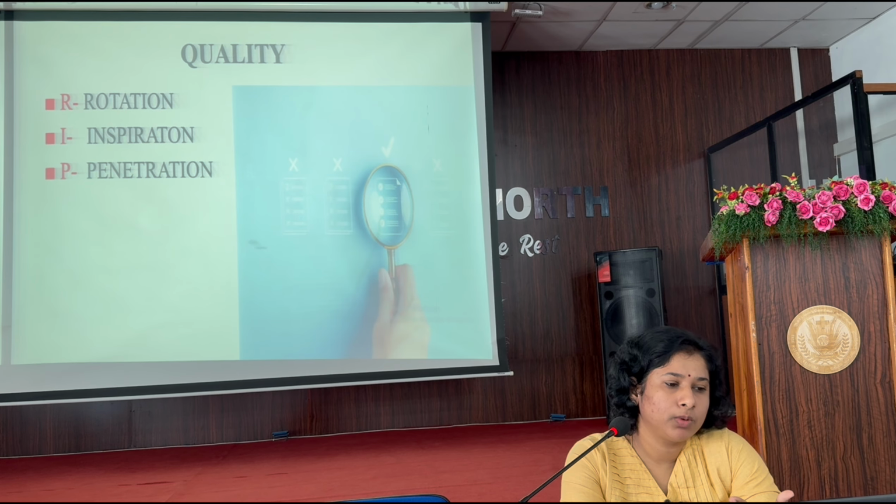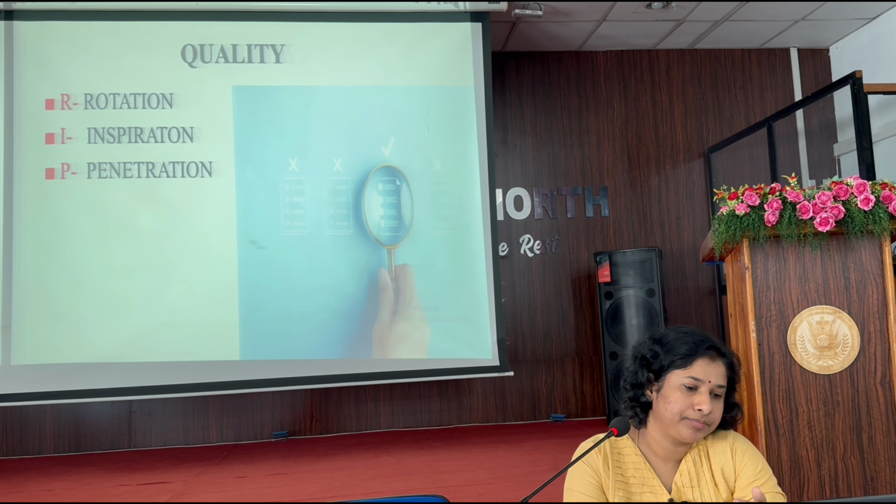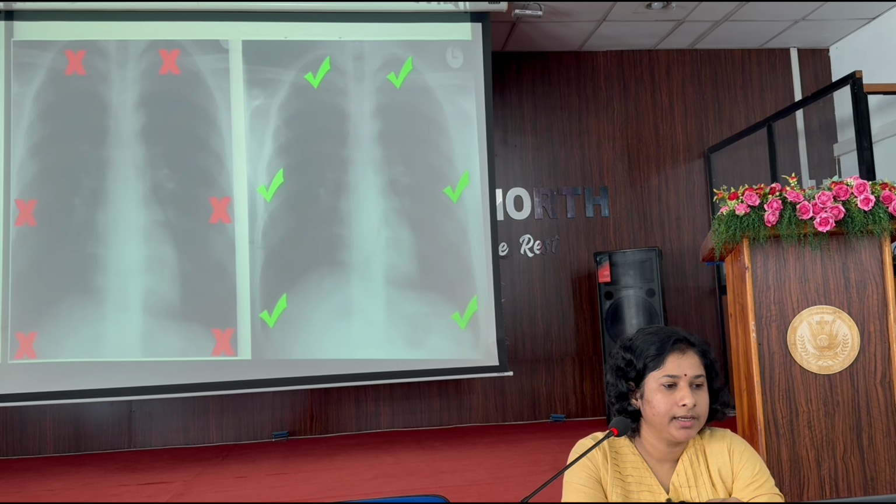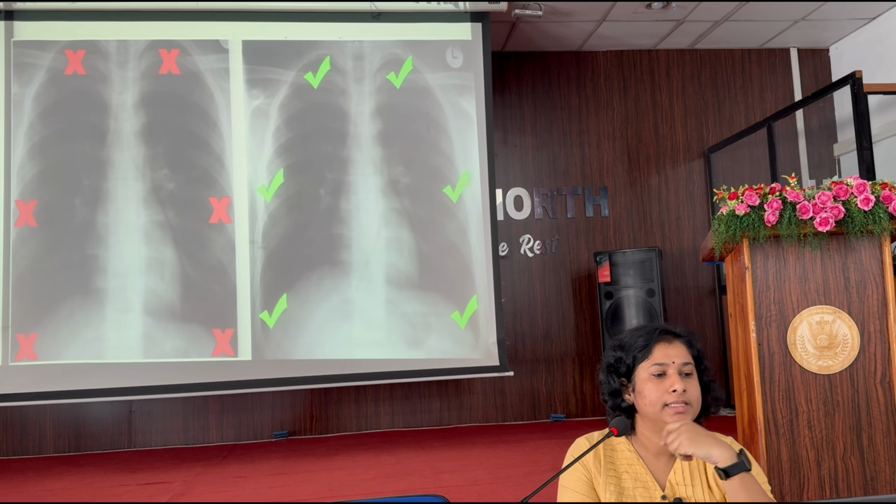For assessing the quality, we can go through a simple mnemonic called RIP, which includes rotation, inspiration, and penetration. We can discuss these separately. So this is the quality assessment.